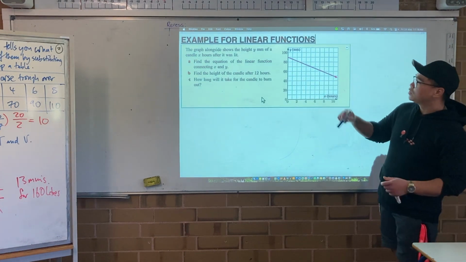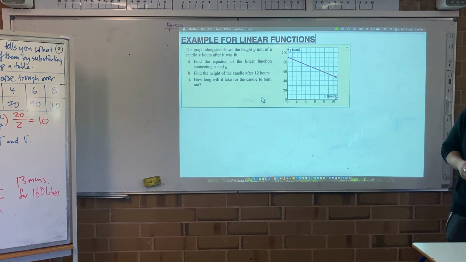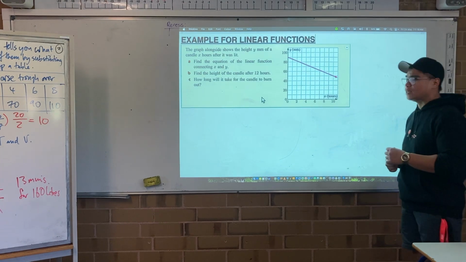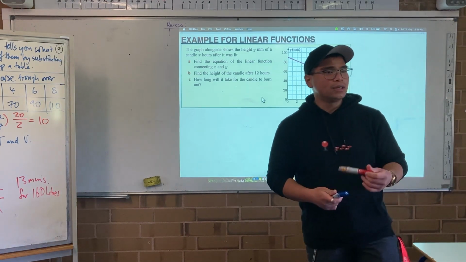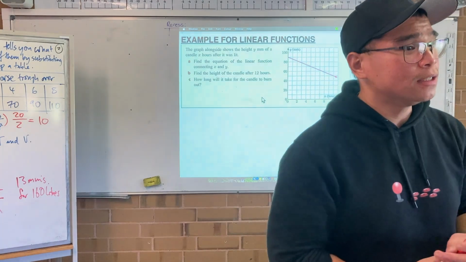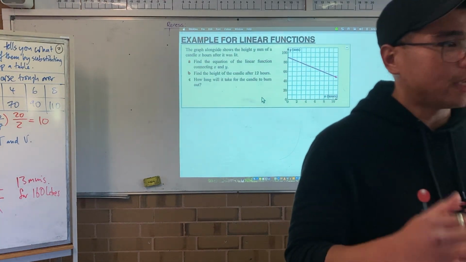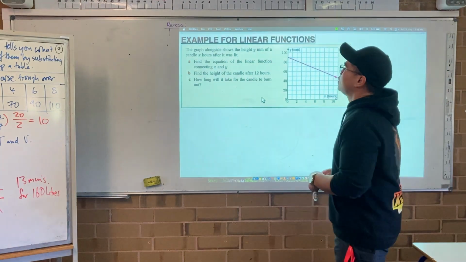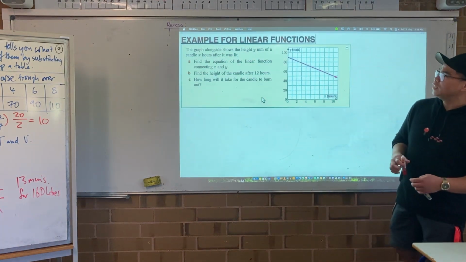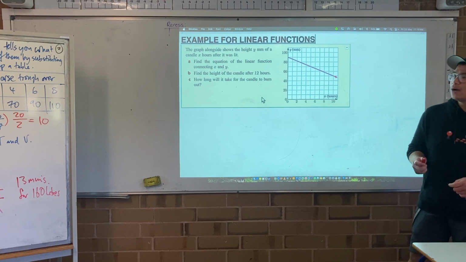The graph alongside shows the height in mils of a candle hours after it was lit. You're in 2024. Do you know what candles are? What happens when you light a candle? It melts down, okay?